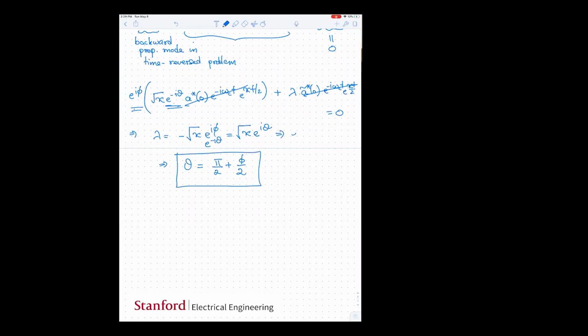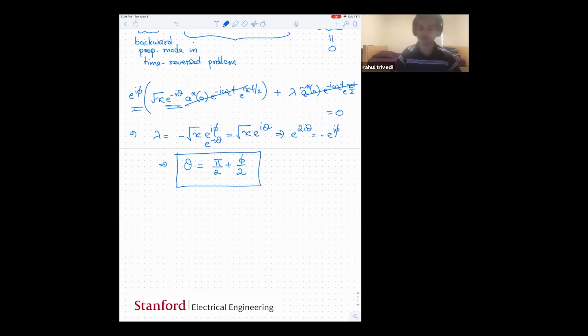Let's just review. This gives you exponential 2i theta is minus exponential i phi, and therefore this. So the second constraint says that in the time reverse problem, the emission from the cavity and the direct reflection from the waveguide should destructively add up in phase so that your output is 0. It gives you a constraint on the phase of the coupling constant and the phase of the direct transmission pathway.